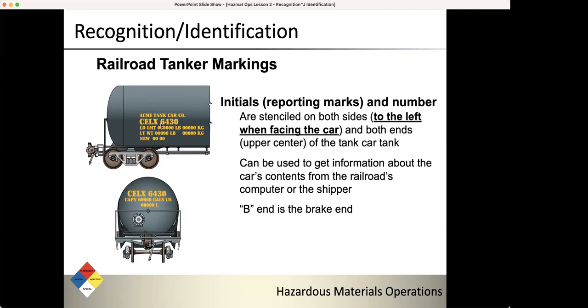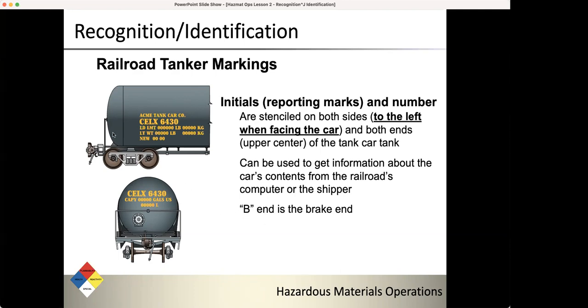Okay, this is the initials, also called the reporting marks. They're on the left when you're looking at the side of the car. If you're looking at the end of the car, they're in the upper center of the tank car. So the initials or reporting marks is this right here. We're going to talk about some more, a couple of times.